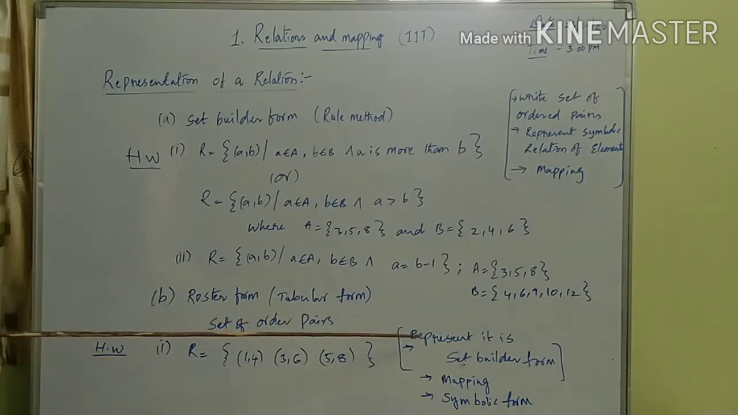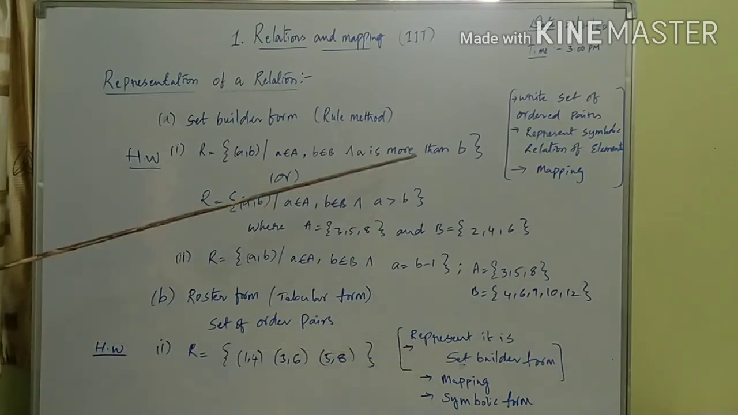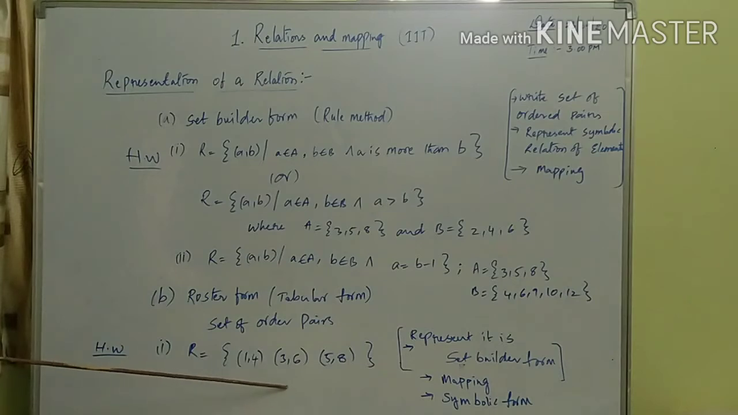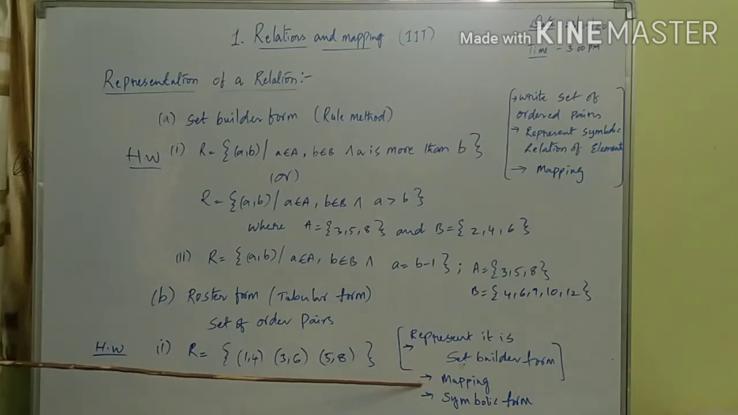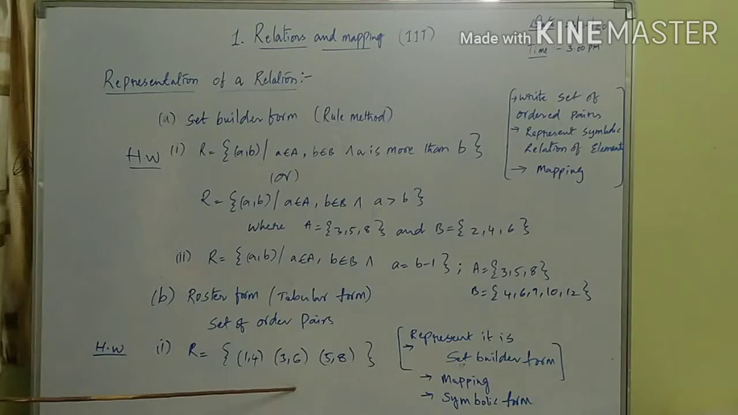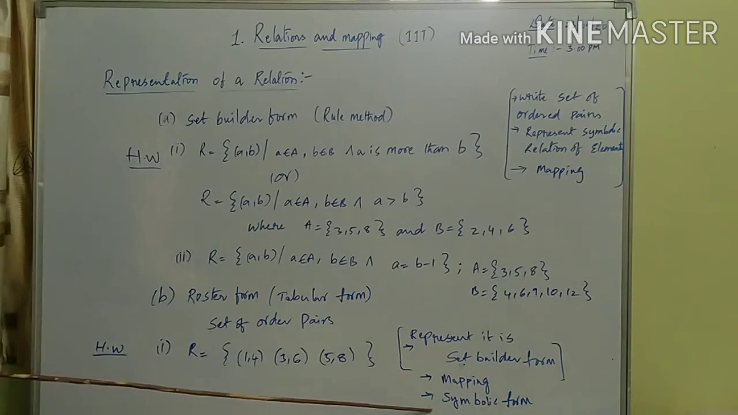This is your homework. Represent these ordered pairs in set builder form. This is the set builder form. So next is mapping. We know that in mapping, A is related to B. What are the elements of A and what are the elements of B? How A is related to B. This is mapping. So symbolic form.